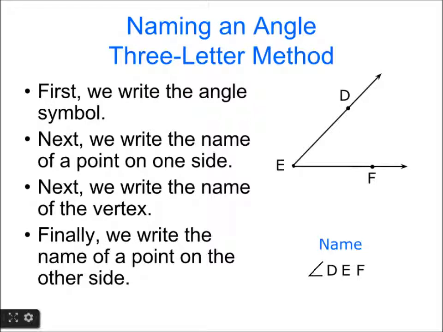Naming an angle, three-letter method. First we write the angle symbol like this. Then next we write the name of a point on one side, D. Next we write the name of the vertex, E. Finally we write the name of a point on the other side, F. So for denoting this angle, we'll write angle DEF.